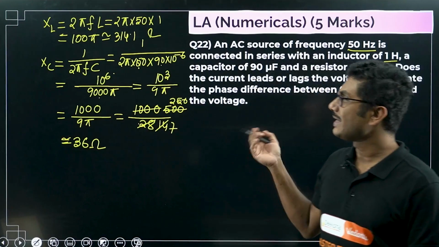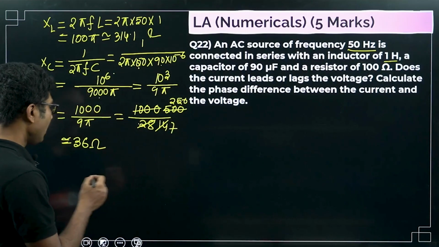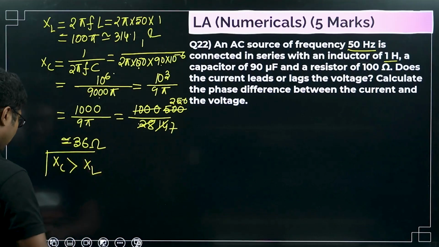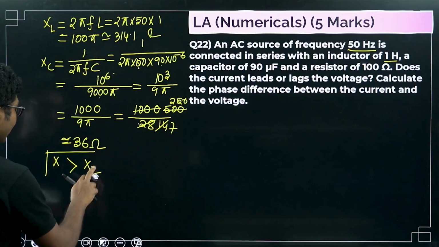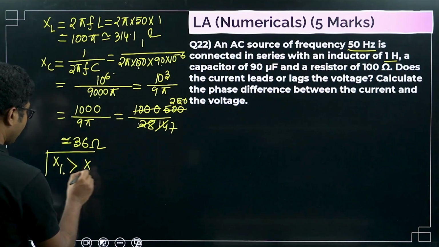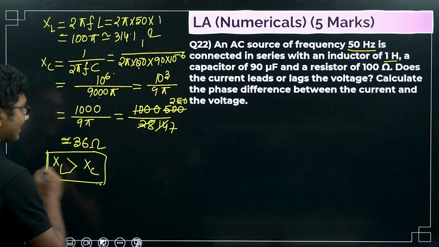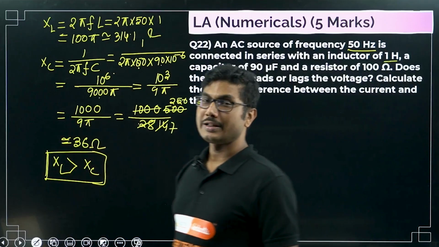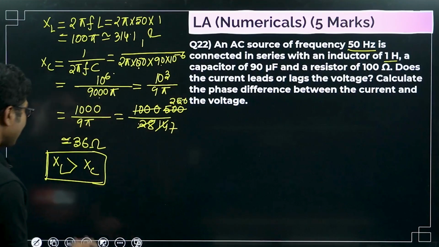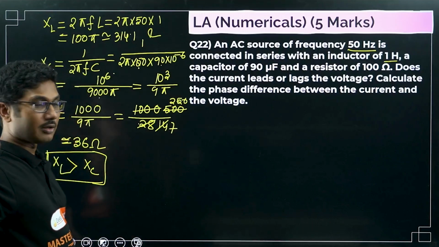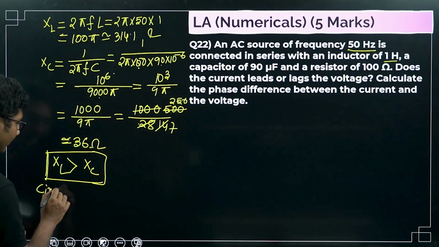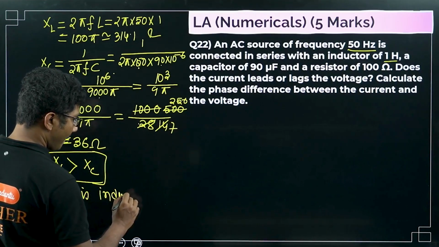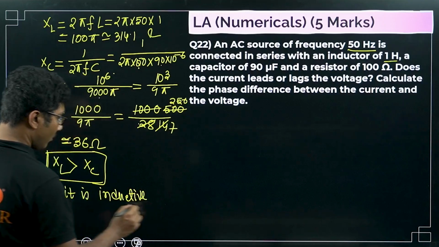So XC is less than XL. Very important, sorry: XL is more than XC. So the circuit is inductive in nature. As I said, if XL is more than XC, the circuit is inductive. This can come in our objective question, MCQ, as well. The circuit is inductive.